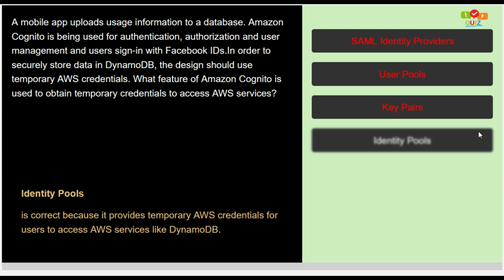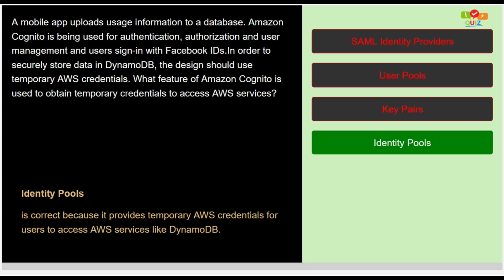Option 4, identity pools, is correct because it provides temporary AWS credentials for users to access AWS services like DynamoDB. So at the end, option 4 is the correct answer, identity pools. Alright. Now let us move to the next question.